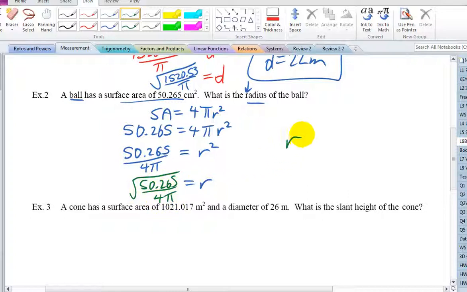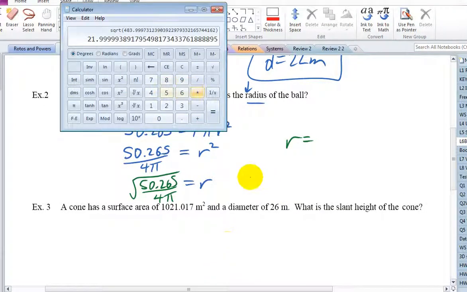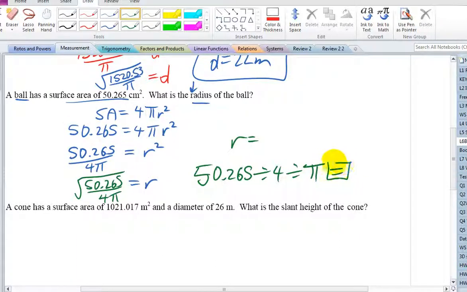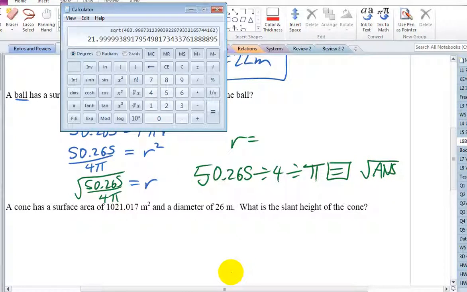Now you can pick up your calculator. Make sure you use brackets to get an answer. So I'm going to go for on mine 50.265 divided by 4 divided by pi. That's what it says to do. Then I'll press equals. And then I'll go square root answer. Okay, so try that on your calculator. I wrote it down for you.